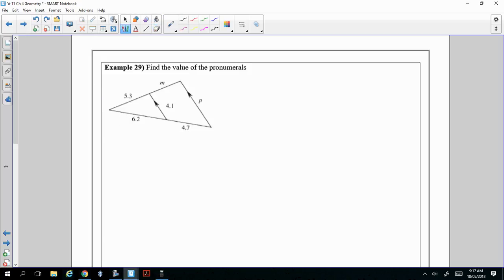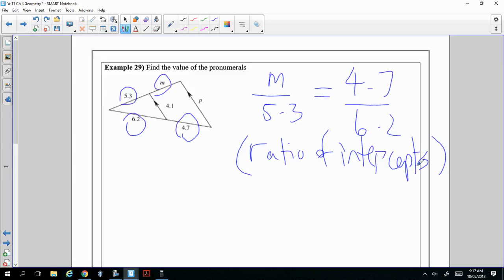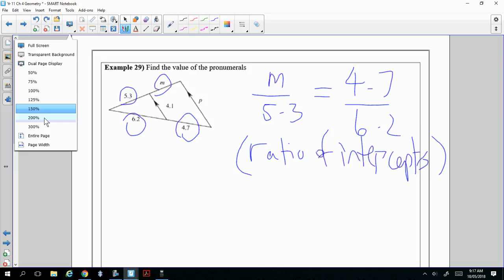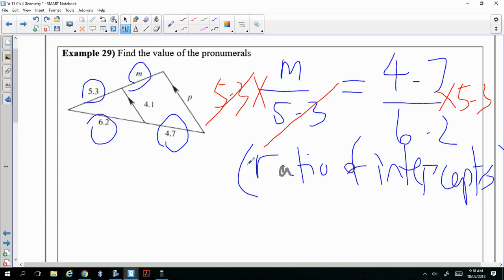Now, for m, you can use the ratio of intercepts because these are intercepts. m over 5.3 equals 4.7 over 6.2. Ratio of intercepts, so it's a very convenient theorem to apply, right? So how do I find m? You just multiply both sides by 5.3, that gets cancelled, then you work out what m is using your calculator. It's always convenient to put the pronumeral on the top because you just have to do one step. If you put the pronumeral at the bottom, it makes the question a little bit harder.